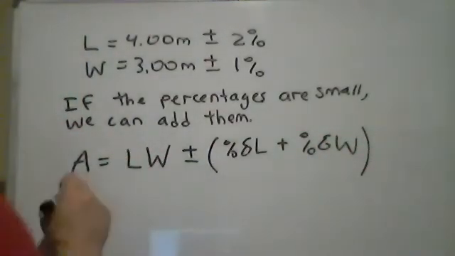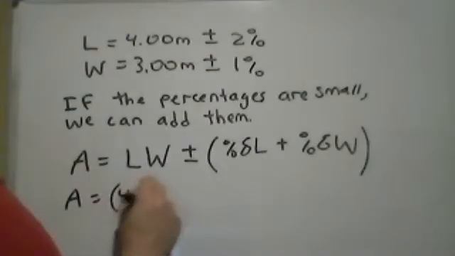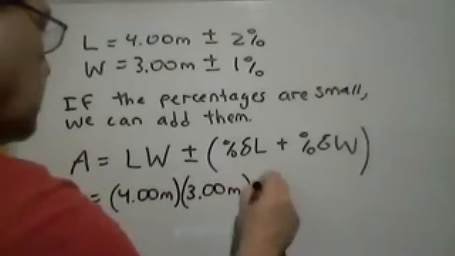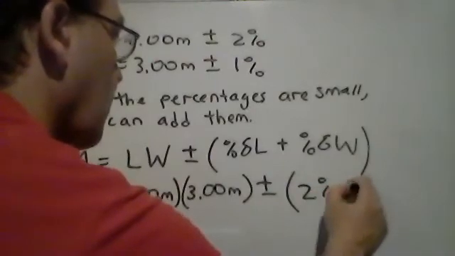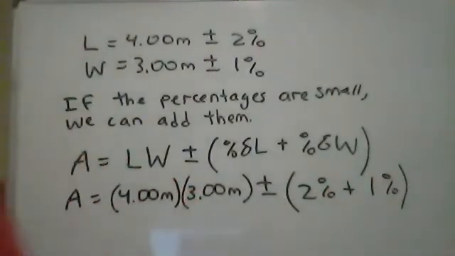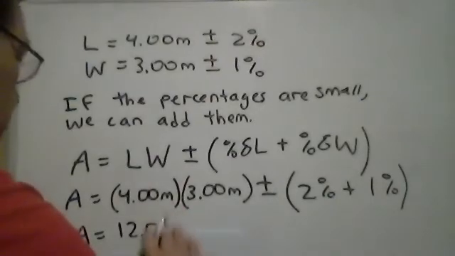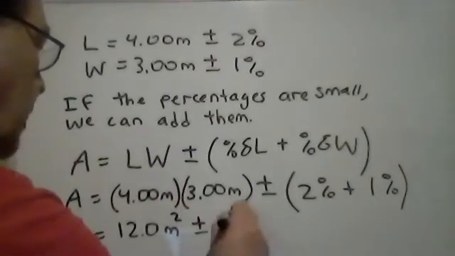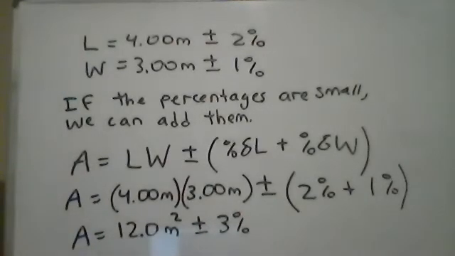So what is that in numbers? Well, the area would be 4 meters times 3.00 meters, plus or minus what now? 2% plus 1%. So what I would expect possibly is that 4 times 3 is 12, so 12 meters squared plus or minus 3%. Again, I can do that if the percentages are not too big.